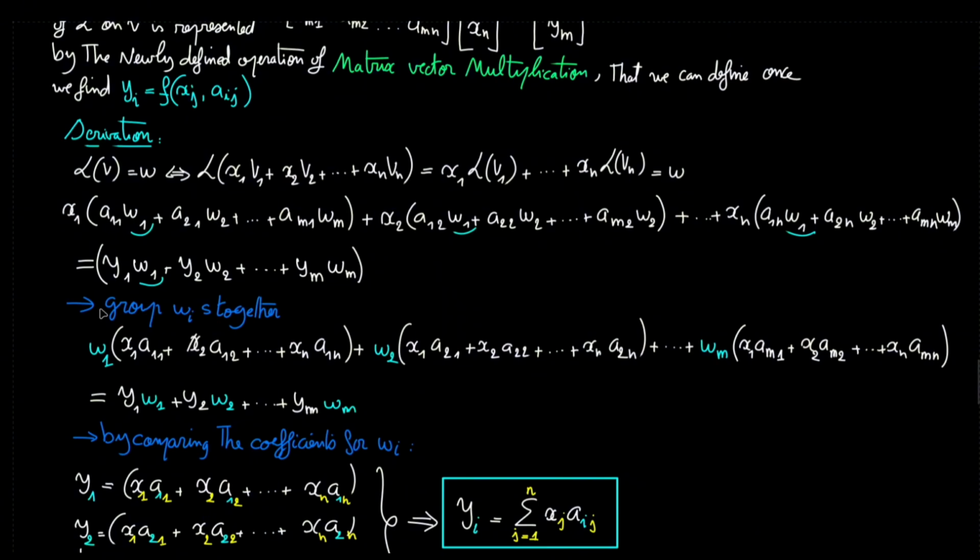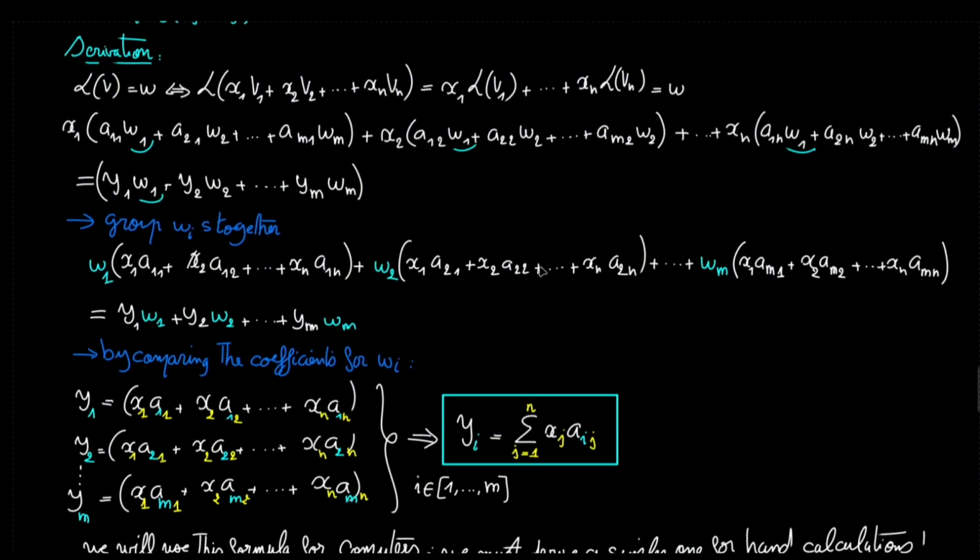So now what we're going to do is try to group all of the terms that are multiplied by W1 and then those multiplied by W2. So for example, you get x1, a11, W1, and then x2, a12, W1, and so on until the last component right here. So do that for W2 and Wm and group them, pull W2 and Wm as a common factor.